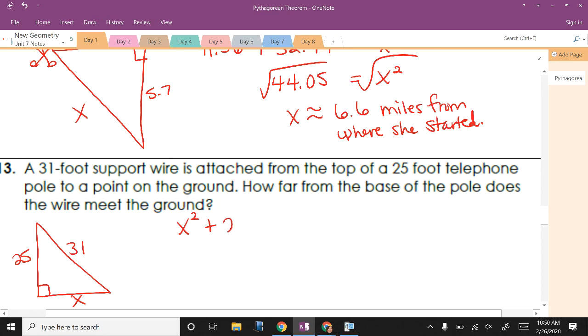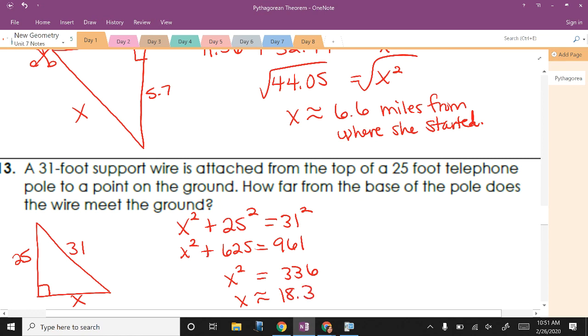So x squared plus 25 squared equals 31 squared. So x squared plus 625 equals, I don't know what 31 squared is. What'd y'all get? 961? And you subtract 961 minus 625, and you get 336, right? And then you take the square root, and y'all get approximately 18.3 feet. Raise your hand if you got that the distance is approximately 18.3 feet. Show my square rooting. Good job.